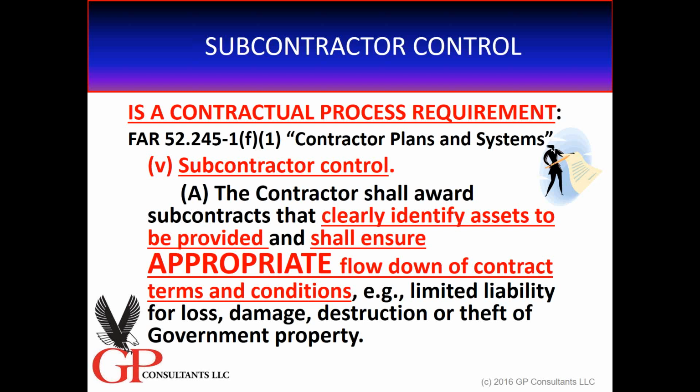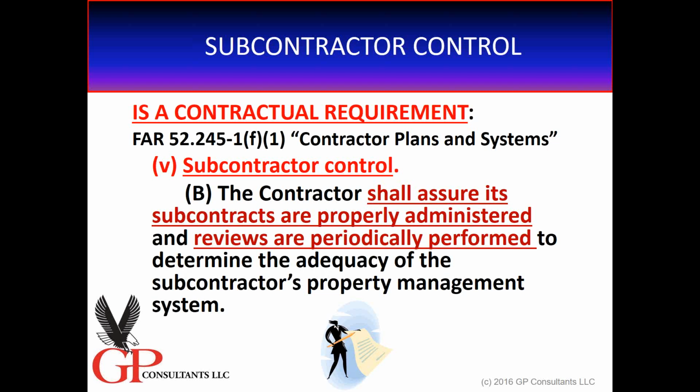And those of you who printed out the presentation handout, if you go all the way to the end of the handout, I have some very detailed charts that show that flow down of liability. I'm going to give a small version of that. The Cliff's Notes version of flow down of liability there. If we go on in paragraph V, the second part says, shall assure its subcontracts are properly administered. That's good. And we'll talk about the CPSR, Contractor Purchasing System Review, a little bit later.